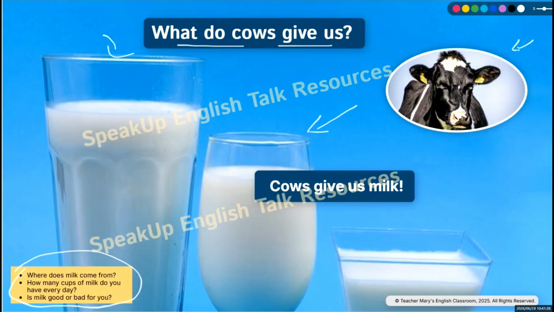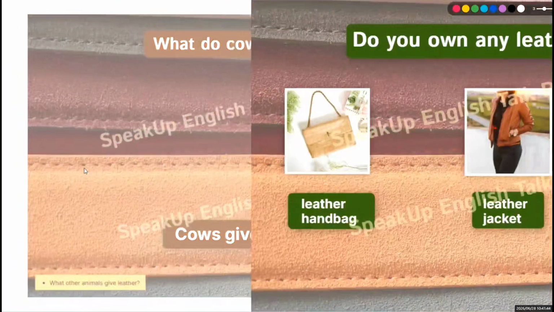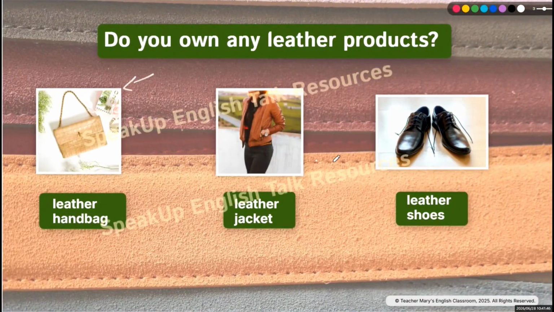And next, I talk about how cows give us leather. And here are some leather products, right? And ask the student, do you own any of these products? Does your mom have any leather handbag? Do you have a leather jacket, or do you have any leather shoes?